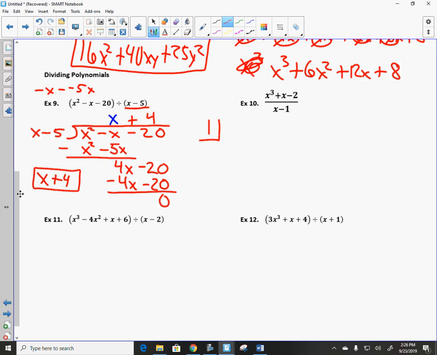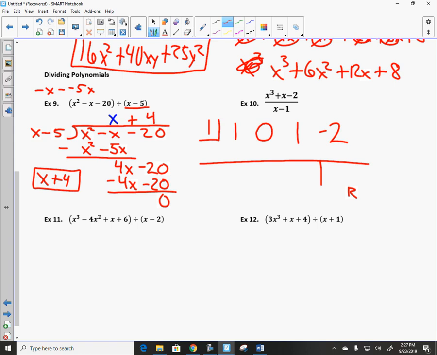Across the top, we place our coefficients. What coefficient do I have in front of x cubed? 1. What coefficient do I have in front of x squared? 0. There's no x squared. What coefficient do I have in front of x? 1. And then finally, a -2. I put another half box down here. That's always for my remainder.